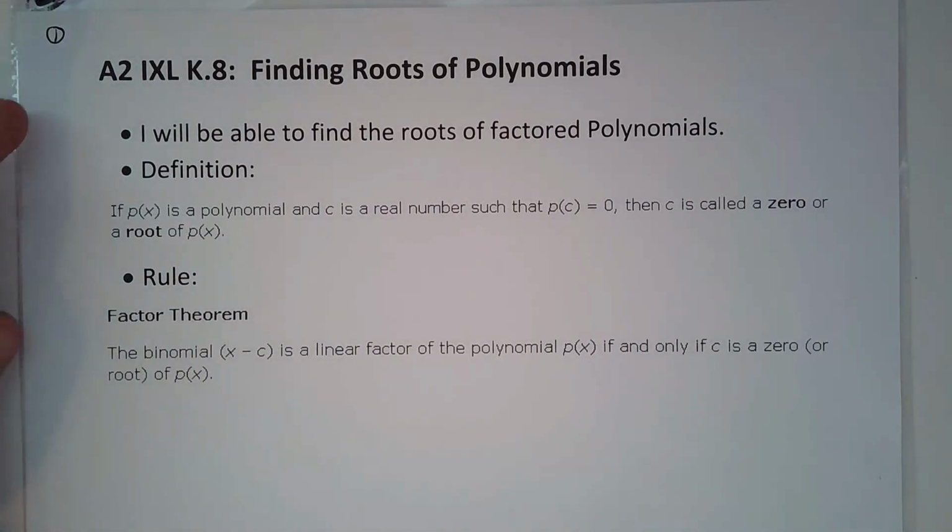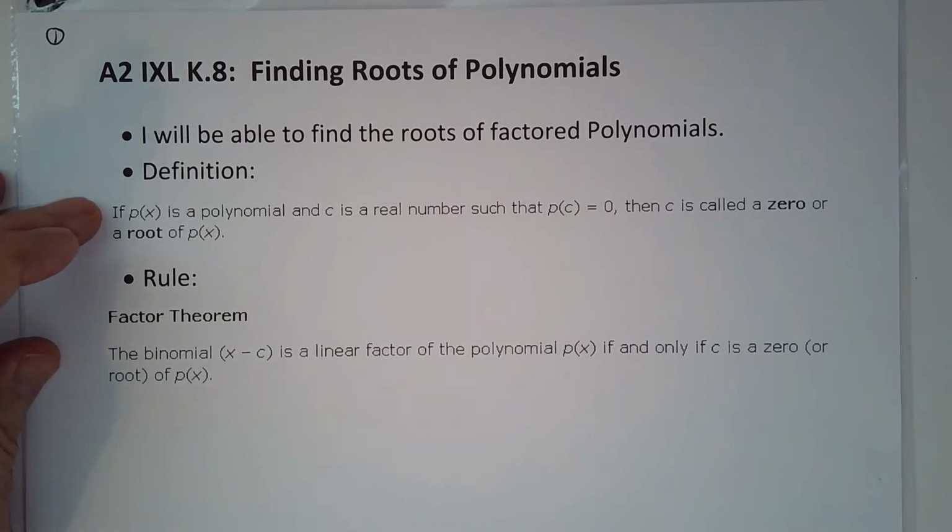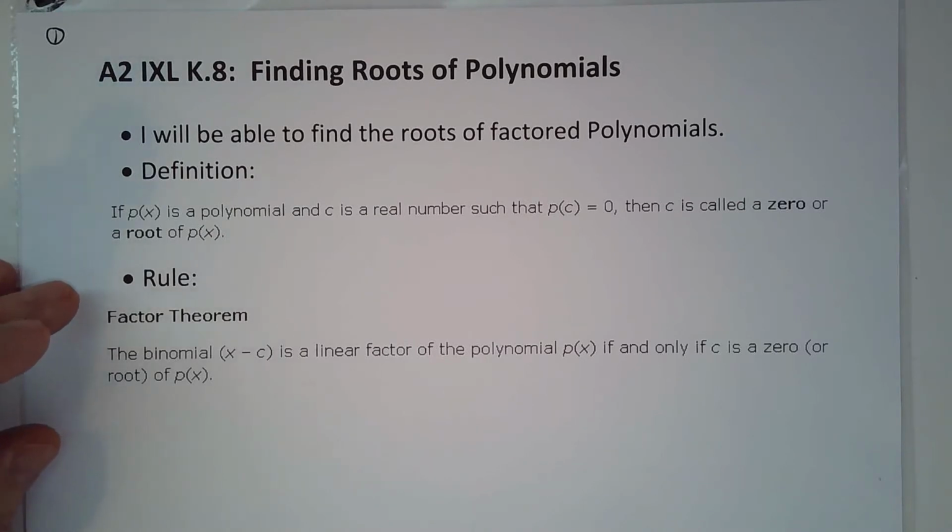All right, so what are we doing today? We're going to be able to find the roots of factored polynomials. And so the definition that we use here for zeros is: the output of x is a polynomial, and c is some real number such that the function of c, or the output of c, equals 0. And so therefore it's called a zero, or a root of the function of x. Okay? All right, and we'll show you this, of course, so that, if it's a little bit difficult for you to follow right now, you'll be able to better understand it.